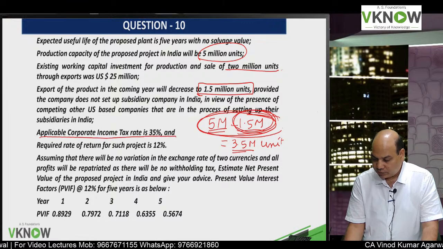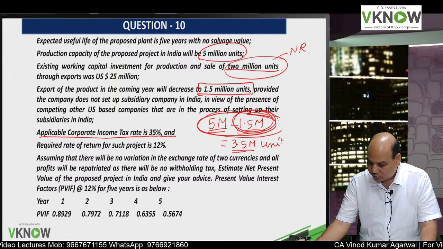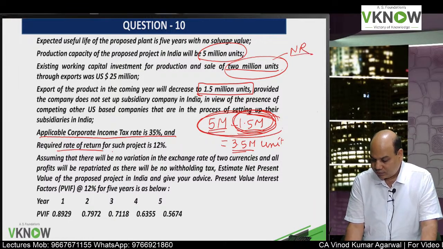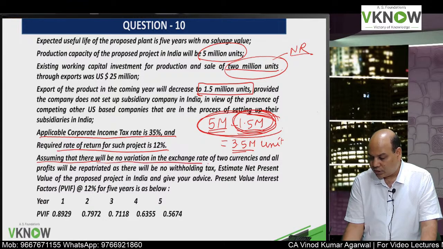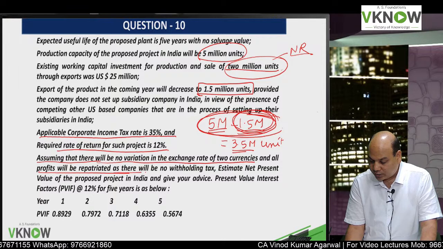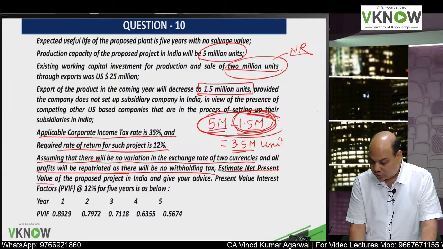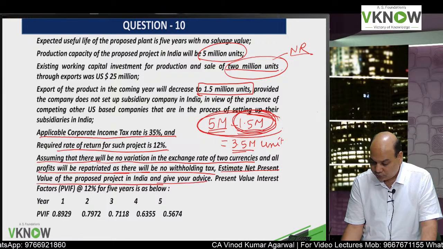Applicable corporate tax is 35%. Just repeat, this 2 million is not relevant. Required rate of return 12%. Assuming that there will be no variation in the exchange rate of the two currencies and all profits will be repatriated, no withholding tax, estimate the NPV of the project in India, and give your advice.